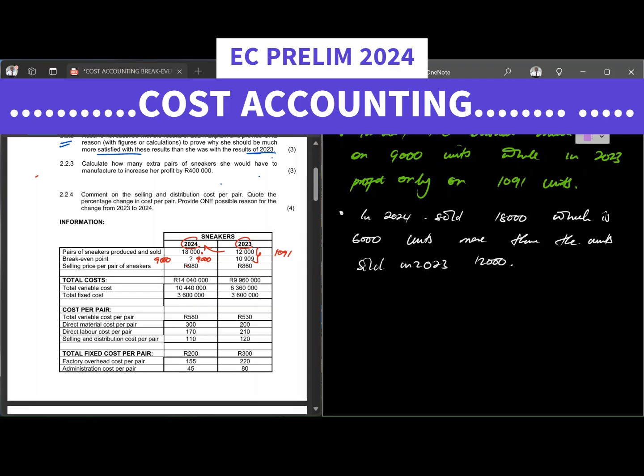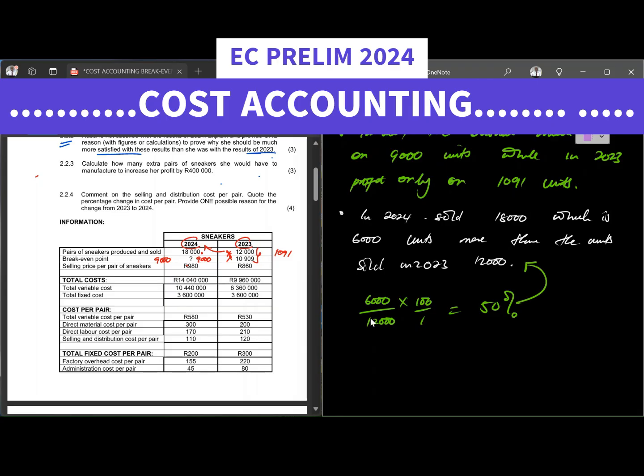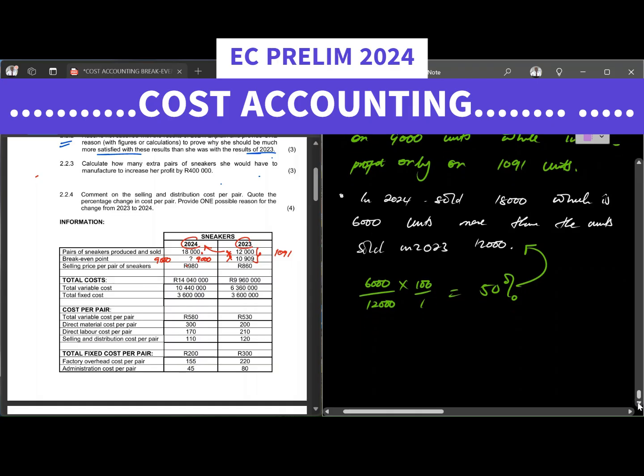In other words, you can bring this as a percentage where you now say the 6,000, which is the difference, 6,000 divided by the units sold in 2023, which is your 12,000. You multiply that by 100 over 1, and that will give you 50%. So the business has sold 50% more in 2024 than in 2023. So the owner should be happy in this particular case.